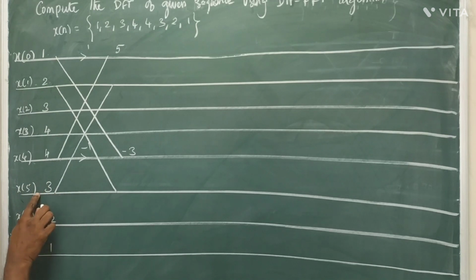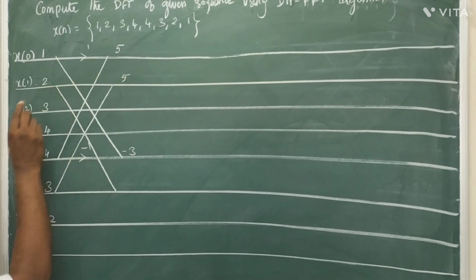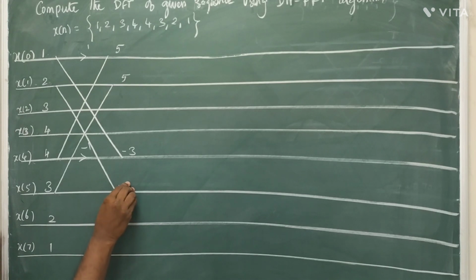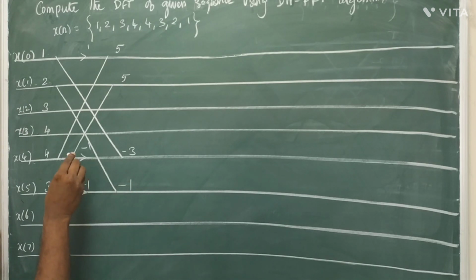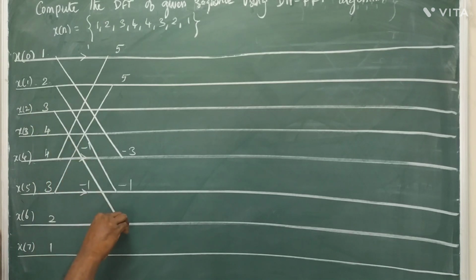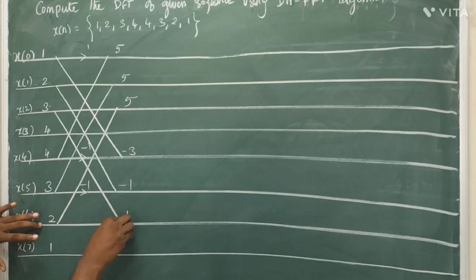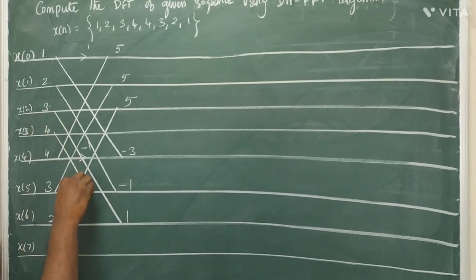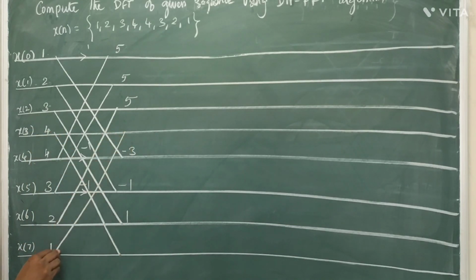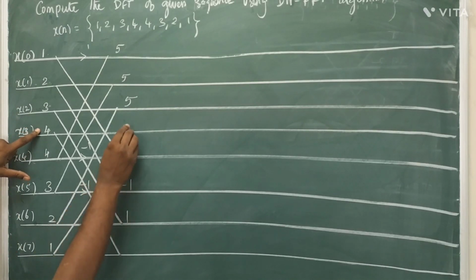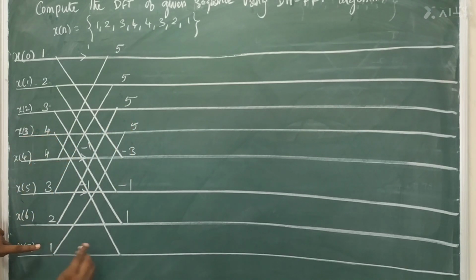Next, the second line, x of 1 and x of 5, that is 2 and 3. 2 plus 3 is 5, 2 minus 3 is minus 1. That is the addition and the subtraction. Then 3 and 2: 5, and 3 minus 2 is 1. The last line, 4 and 1, that is x of 3 and x of 7: 4 plus 1 is 5 and 4 minus 1 is 3. So this is the end of stage 1.